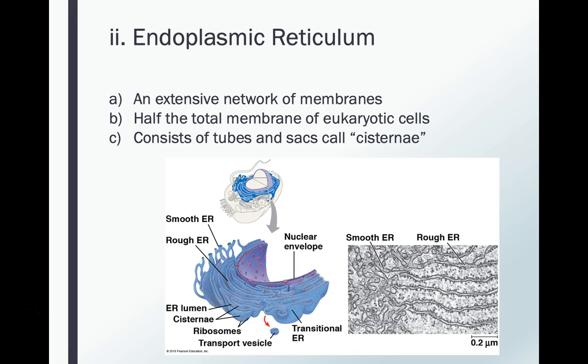So the endoplasmic reticulum is really an extensive network. It holds half the total volume of the membranes of eukaryotic cells, so it's quite large. And it consists of a lot of tubes and sacs that are called cisternae. A cistern is a jar for holding water, and so that's where the name comes from. These little pockets hold cellular products. It is continuous with the nuclear envelope.